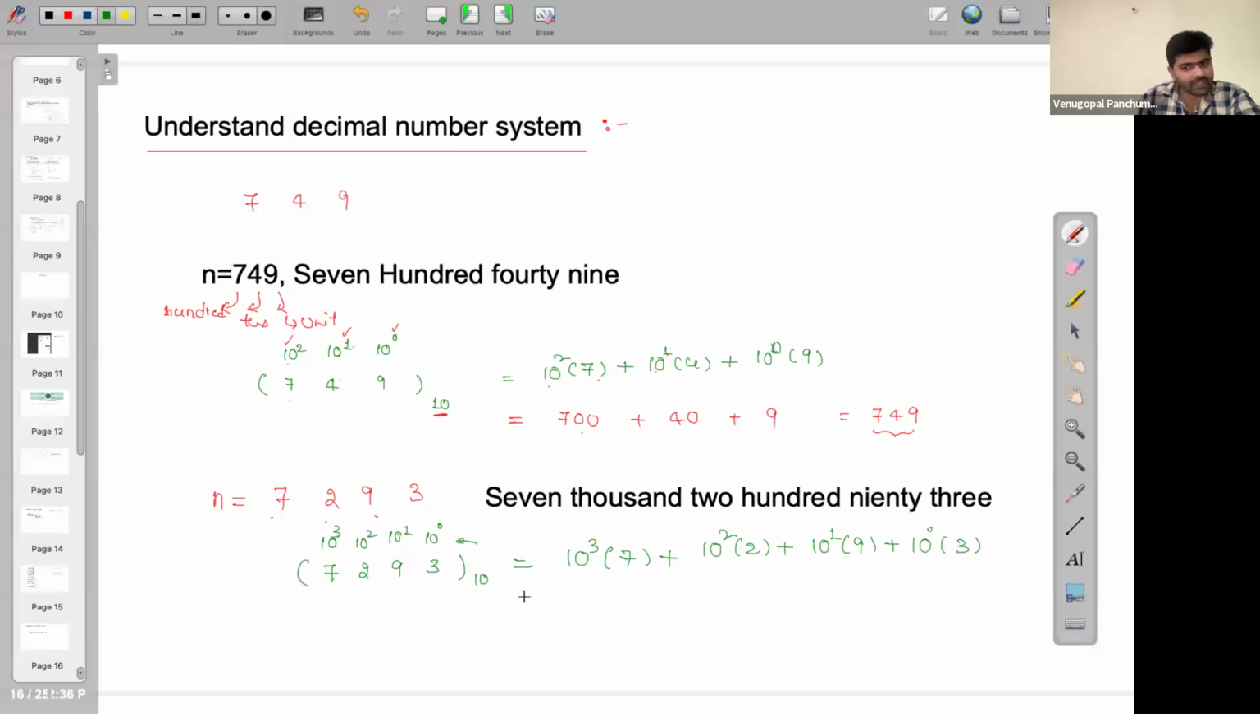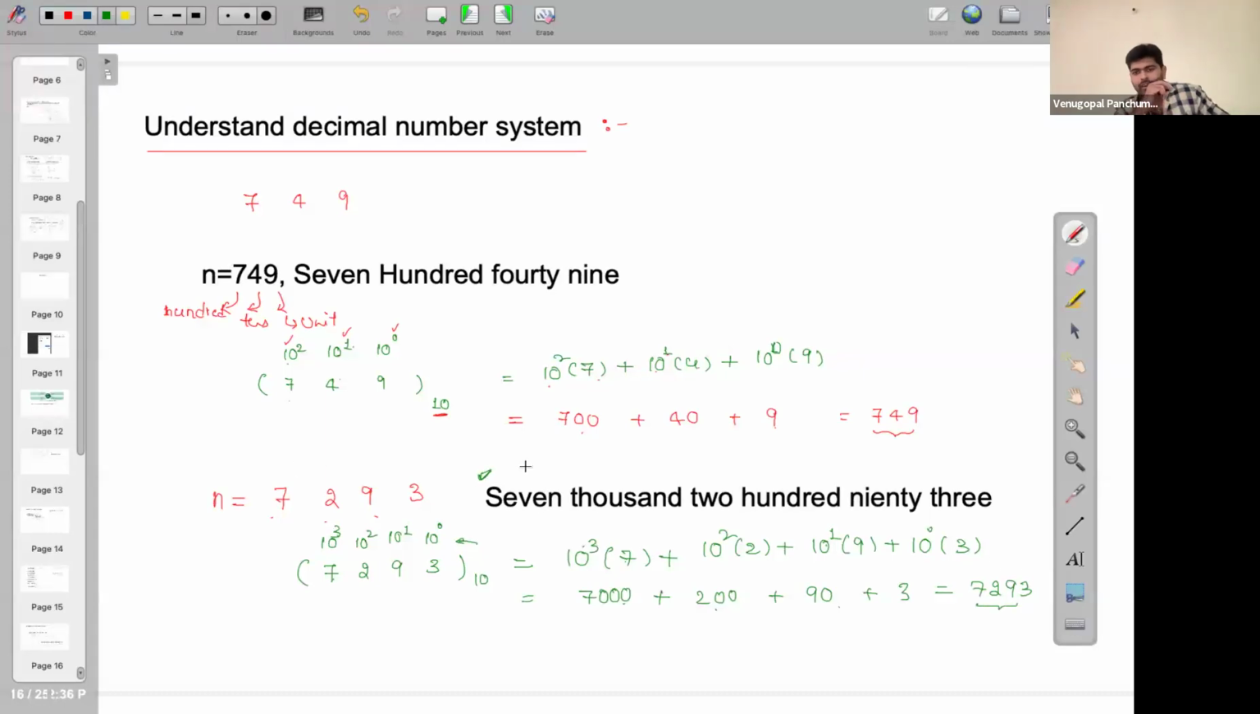Now, when you calculate this, 10 cube is 1000. 1000 into 7 is 7000, plus 10 square is 100, 100 into 2 is 200, plus 10 power 1 is 10 into 9, that is 90, 10 power 0 is 1, so 1 into 3. When you add all this, 7000 plus 200 plus 90 plus 3, it will be 7293. So this is the explanation behind this reading.